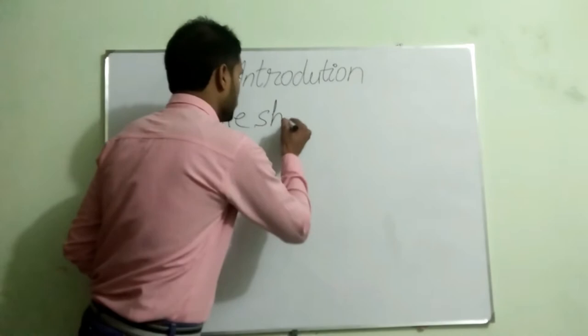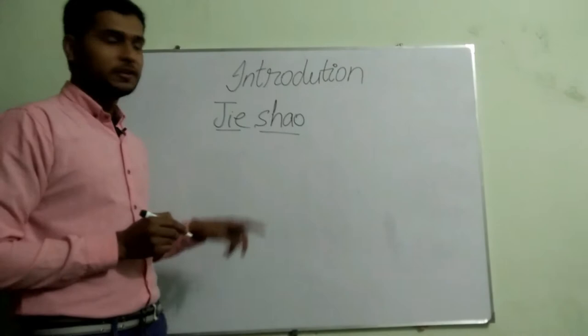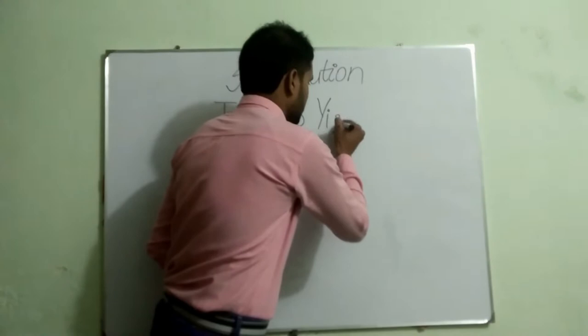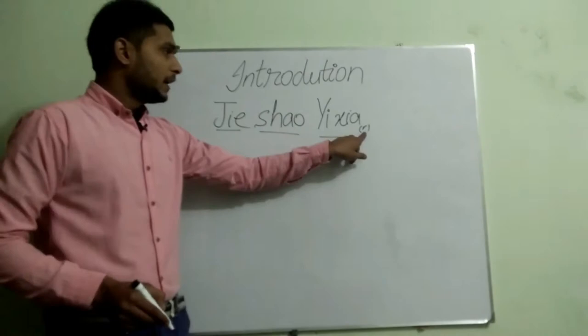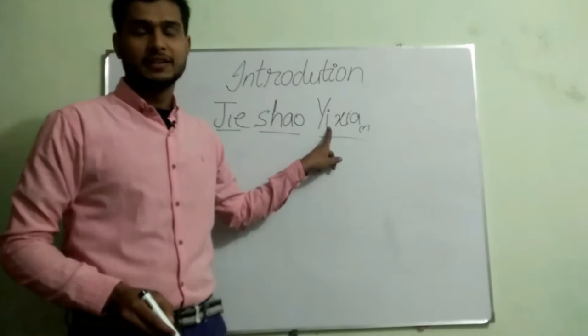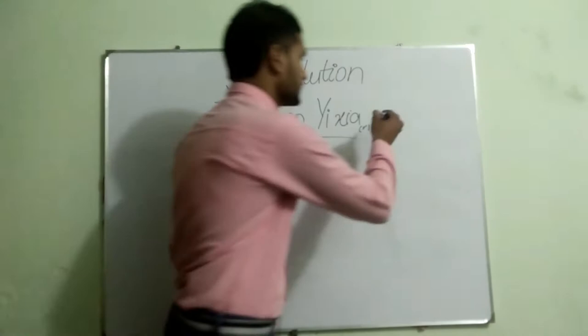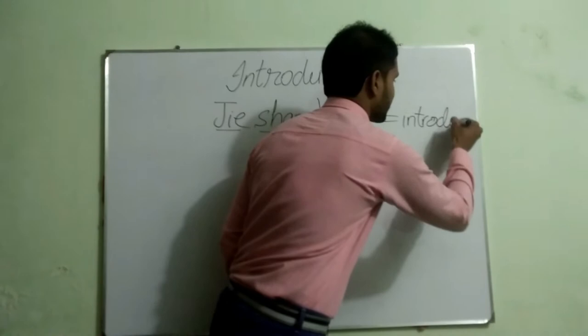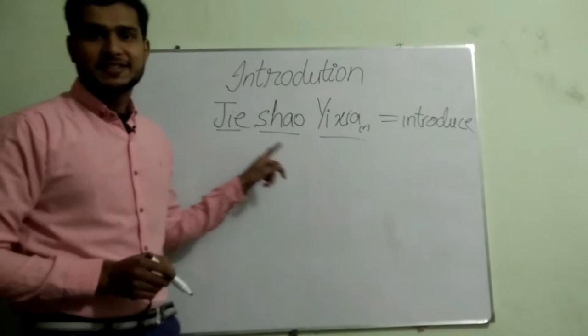Shao, S-H-A-O, jie shao. And there is a hidden R in this word. How to pronounce? Yi xiar. Jie shao yi xiar. Its meaning is introduce. How to pronounce? Jie shao yi xiar.